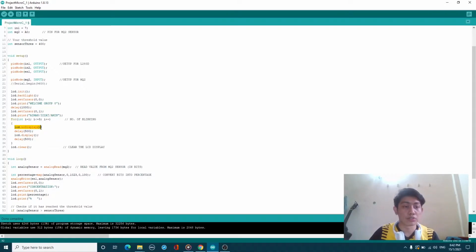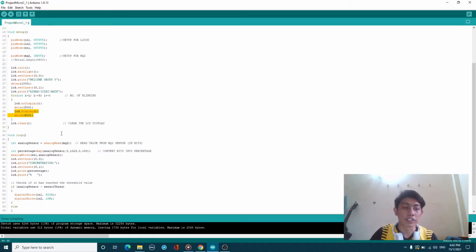lcd.noDisplay is used to turn off the display of the LCD. lcd.display is used to turn on the display of the LCD. So this lcd.noDisplay will have no display for 0.5 second, and the same with lcd.display for 0.5 second. Next is lcd.clear, which is used to clear the LCD display.